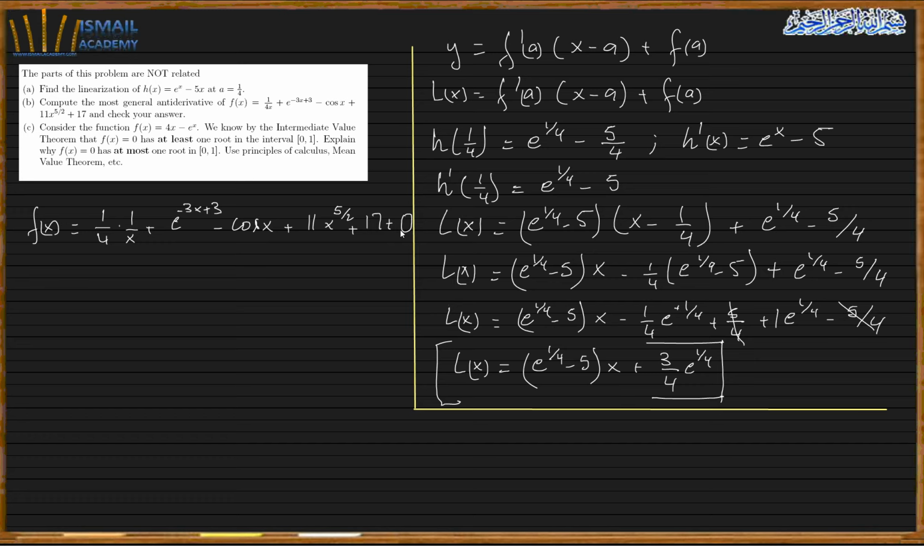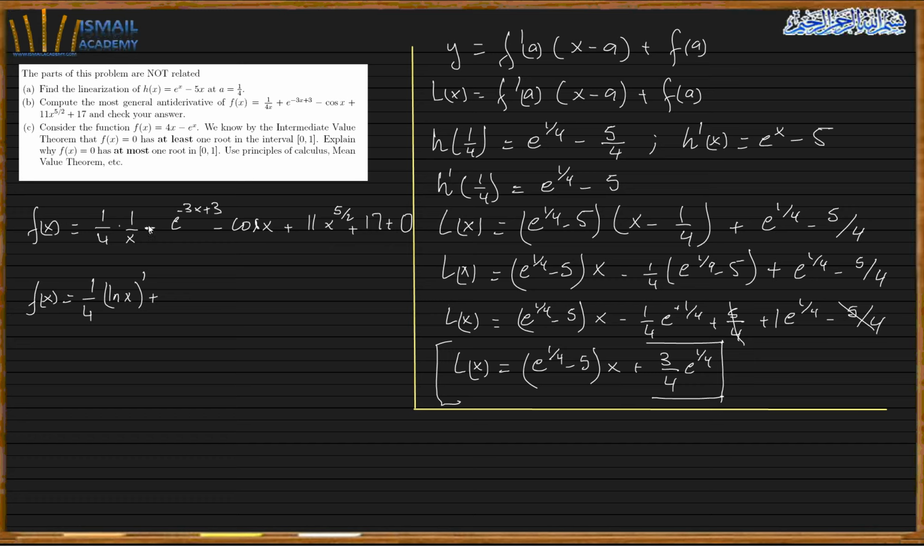So we know that the function that has the derivative 1 over x is ln of x. The derivative of ln of x is 1 over x. So what I do, I need to replace each term by its antiderivative. So it's going to be 1/4 ln of x, prime.